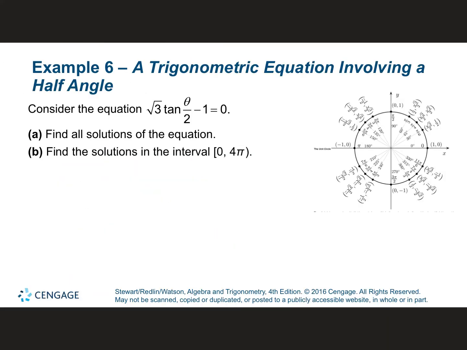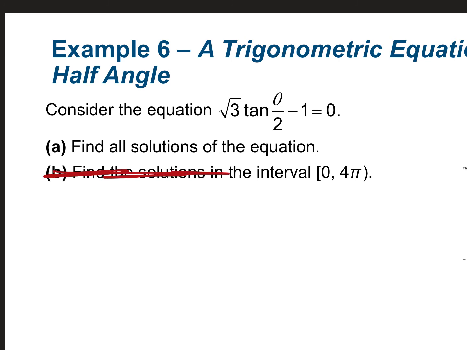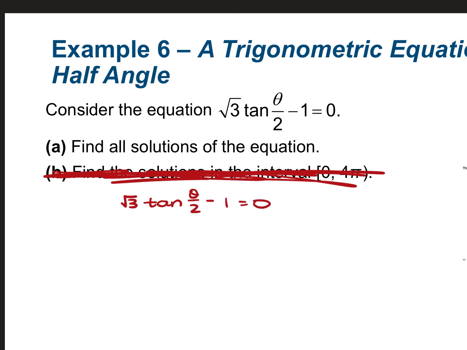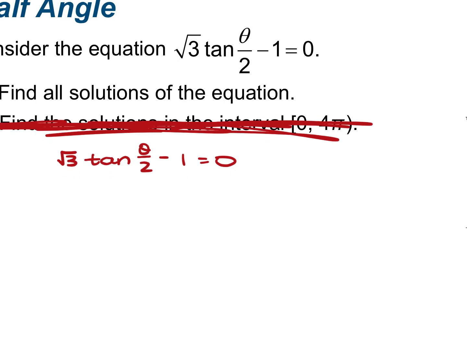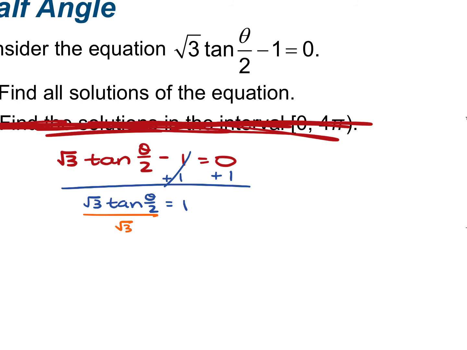For your last example, again, we're not going to worry about the intervals. We're just finding the solutions to the equation square root 3 tangent theta over 2 minus 1 is equal to 0. So I'm just going to rewrite this. Square root 3 tangent theta over 2 minus 1 is equal to 0. Again, I want that tangent theta over 2 by itself. So first thing I'm going to do is add the 1 to both sides. This gives us the square root of 3 tangent theta over 2 is equal to 1. From there, divide each side by the square root of 3.